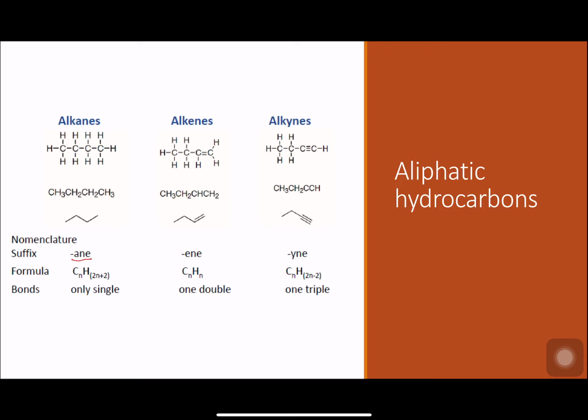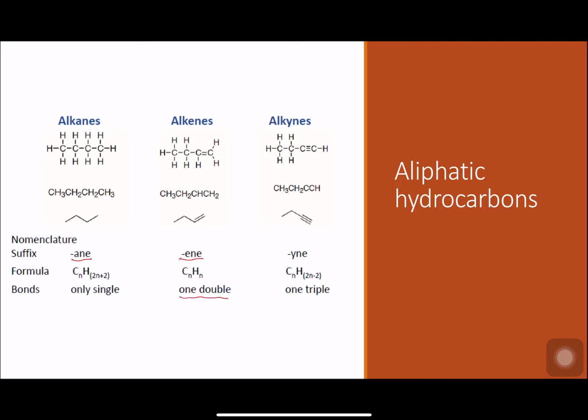So methane, ethane, propane. You will always have the suffix "ane", and this refers to the fact that all the bonds are single bonds. It's an alkane. And for the alkenes, you will have the suffix "ene", E-N-E. So we call it ethene, propene, butene. We will always have the suffix "ene", but that means there is one double bond.